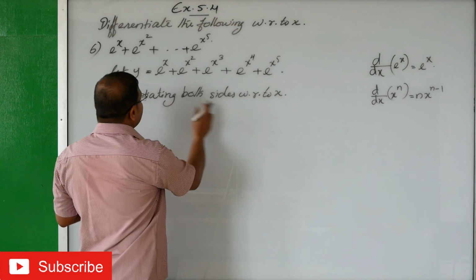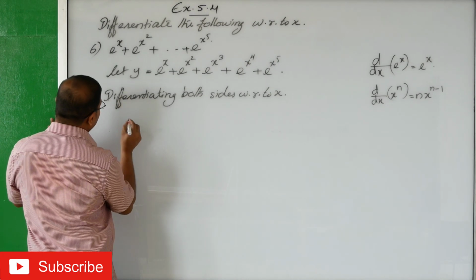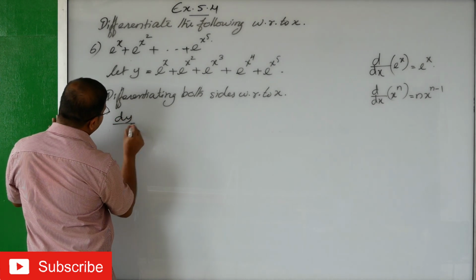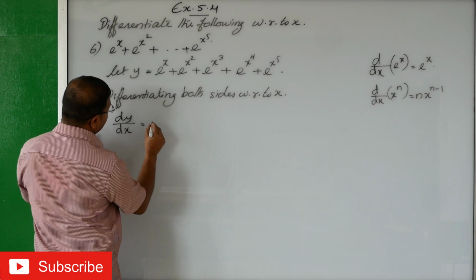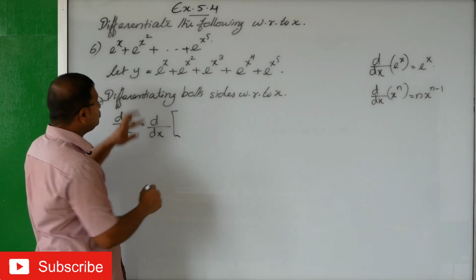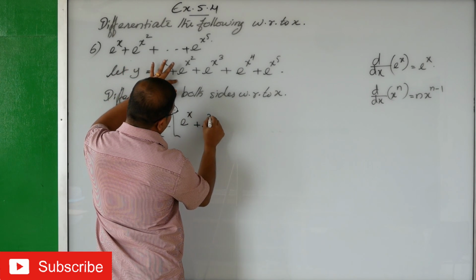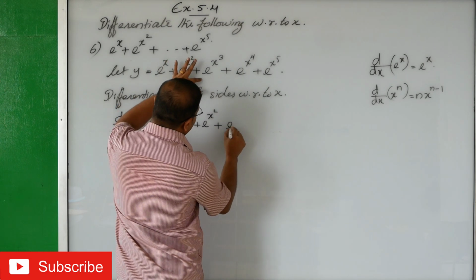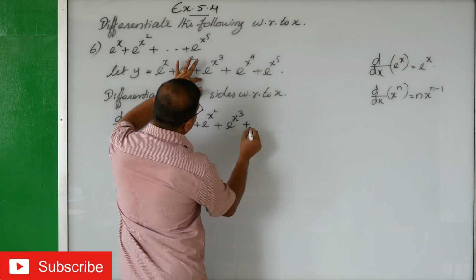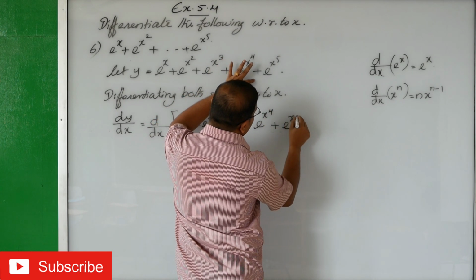Ready? We'll write differentiating both sides with respect to x. Now derivative of y, what will you write? dy by dx equals derivative of e raised to x plus e raised to x square plus e raised to x cube plus e raised to x raised to 4 plus e raised to x raised to 5.